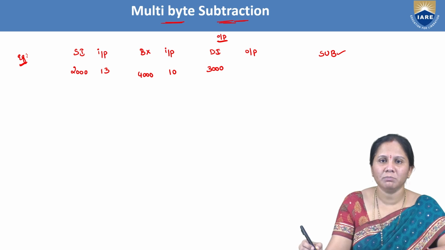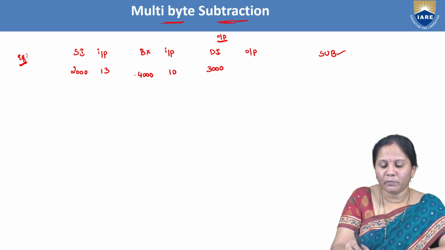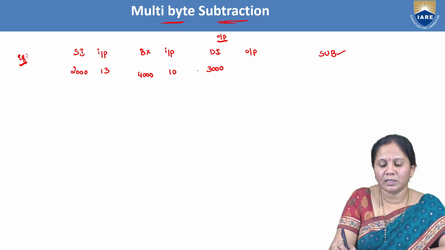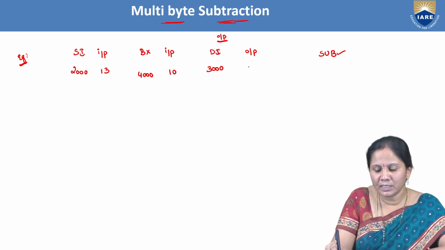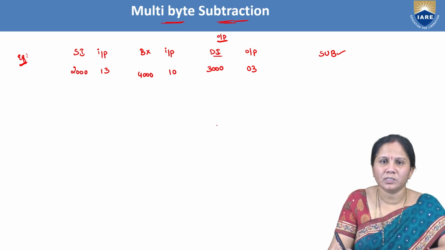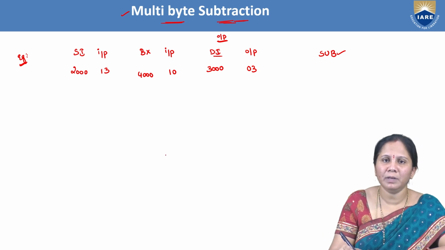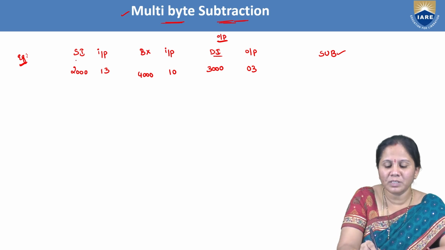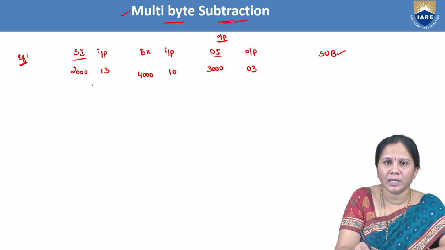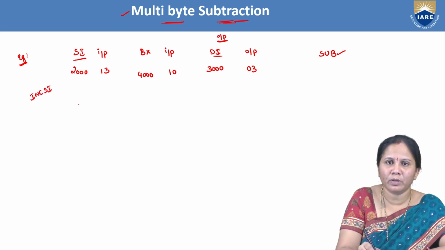So subtraction operation means the contents of source will be subtracted from the contents of destination. So after performing this subtraction operation, that is 13 minus 10, the result is 03. So it will be stored in the DI register. So here also multi-byte subtraction. So you can take multiple inputs. In order to take the next input, we have to increment the value of SI. So we have to use the INC SI instruction in the program.